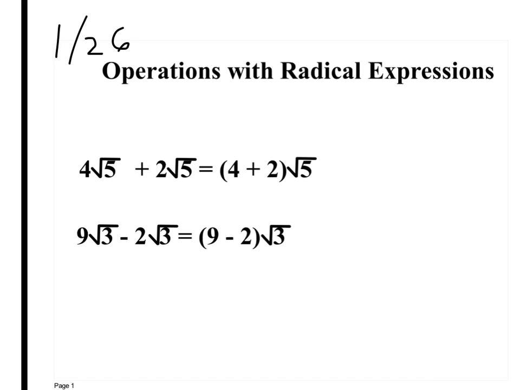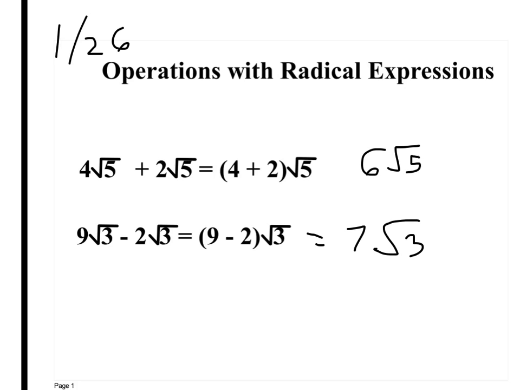We're going to do operations with radical expressions. You have 4 square root of 5 plus 2 square root of 5. What you can do is add the numbers in front, which gives you 6 square root of 5. And then it works the same for subtraction. 9 square root of 3 minus 2 square root of 3 gives you 7 square root of 3.